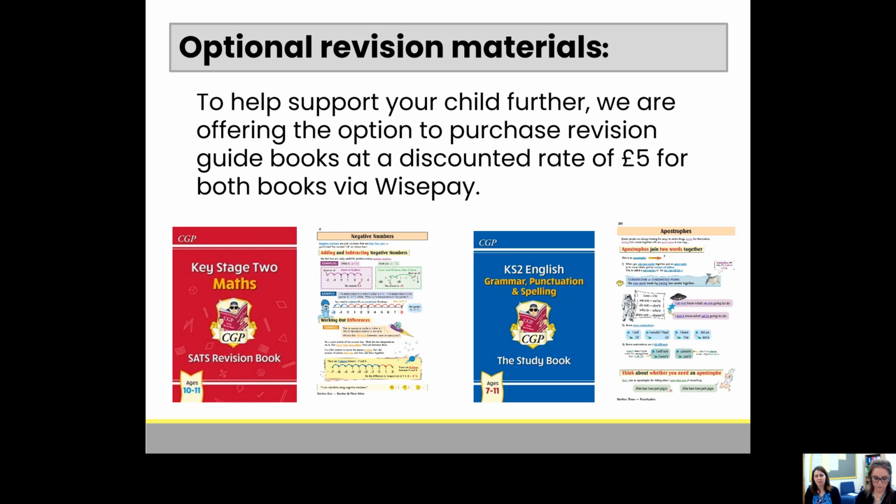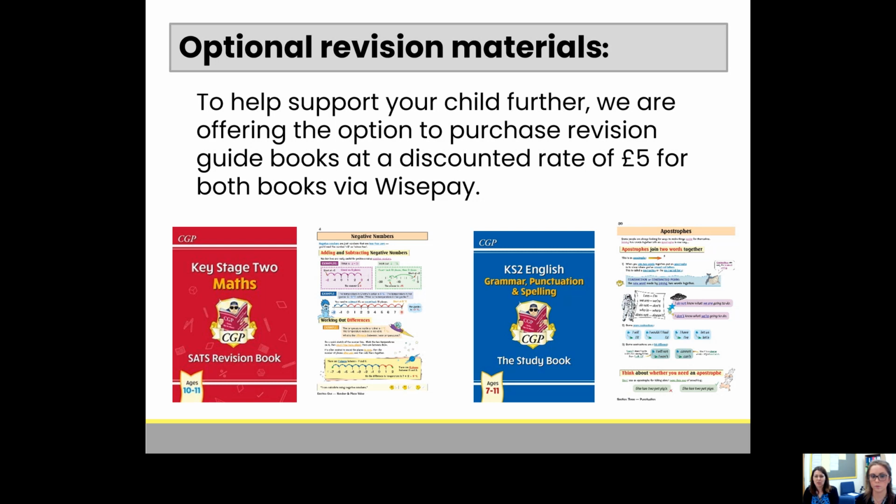Okay, so as well as the books that we have bought and will be providing, there's also the opportunity to further support your children by purchasing these two books here. There's a revision book for maths and a revision book for grammar, punctuation and spelling. They're CGP, which we think are really excellent. We've managed to secure them at a discounted rate of £5 for both books, so it's £2.50 each, but we are selling them as a sort of package.